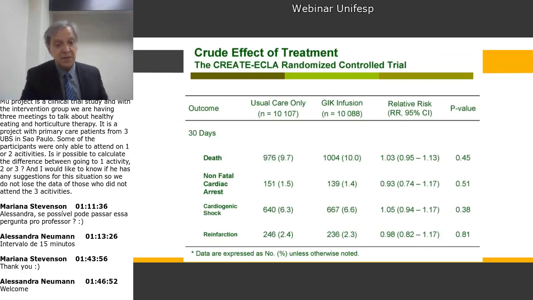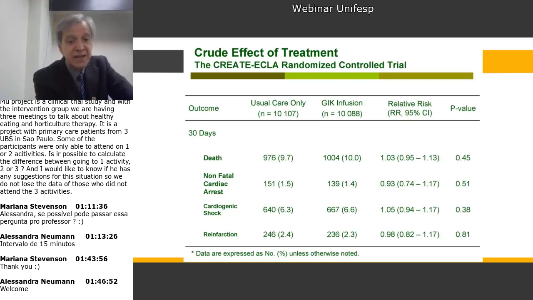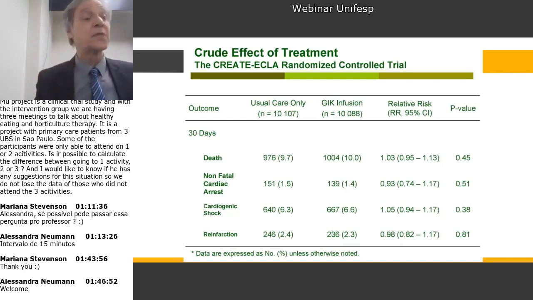And here, you can see the death in the usual care versus the infusion group. It's very close, 9.7, 10. So the relative risk is only about 1, which means no effect. And not surprised, you have a p-value of 0.45. Non-fatal cardiac arrest was very similar in the two groups. No effect, p-value 0. But you could see that from the relative risk. It's always good to present both.